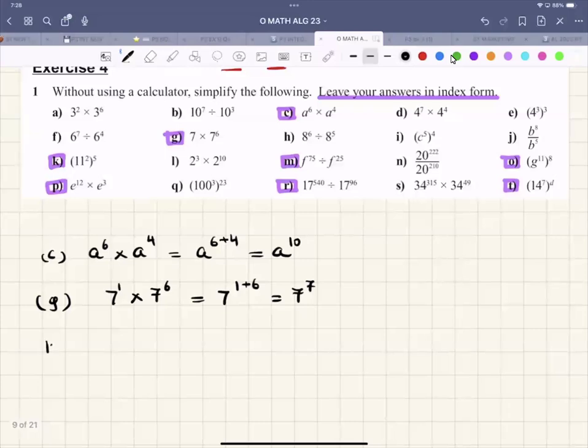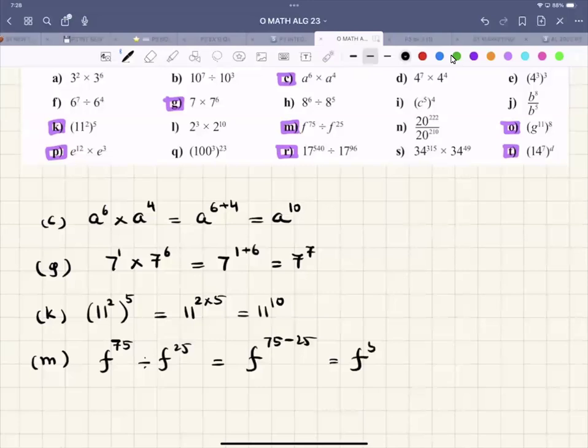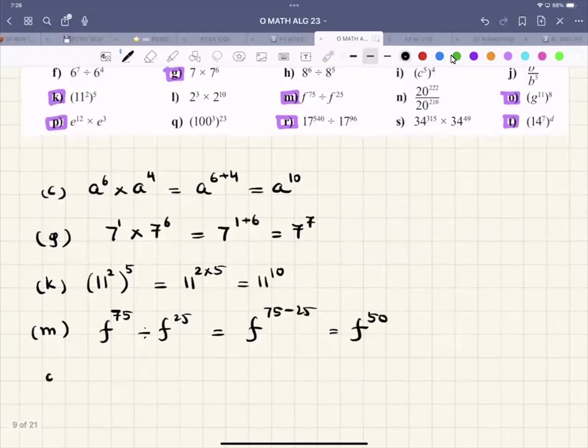Let me focus on K, which is 11 raised to power of 2 raised to power of 5. That is 11, 2 into 5, which is 11 raised to power of 10. Let me try out M. That is F raised to power of 75 divided by F raised to power of 25. That is F, 75 minus 25. That is F raised to power of 50. O. That is G power 11 raised to power of 8. That is G, 11 into 8. That is G power 88.